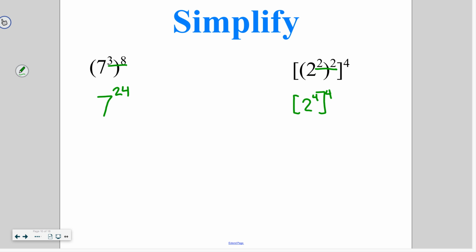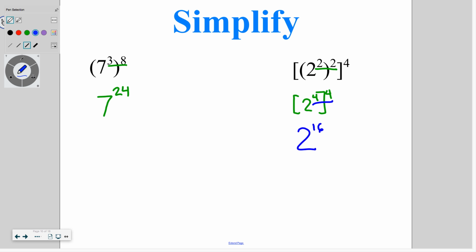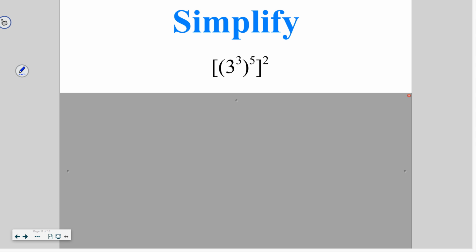And we still want to take that to the 4th power. So now I'm going to take the 4 to the 4th power, and that's going to give me 2 to the 16th power. So we can layer these up even more than just raising a power to a power. You can keep having parentheses or brackets and still follow the same rule. Go ahead and try this one on your own.